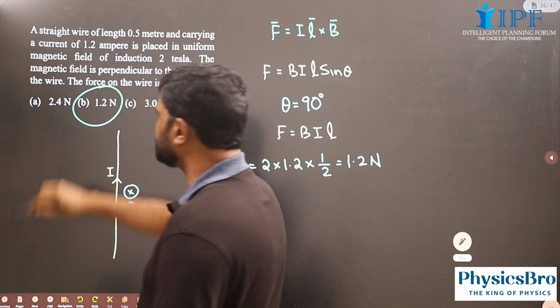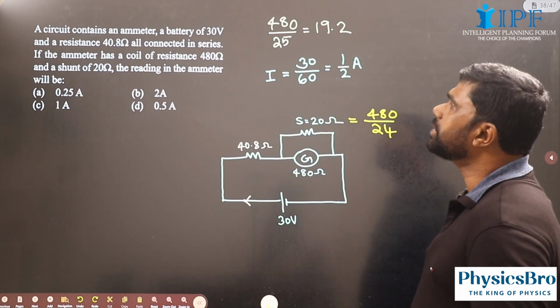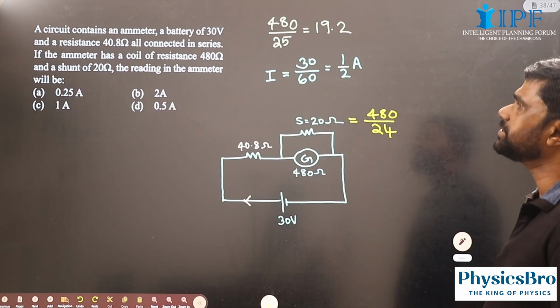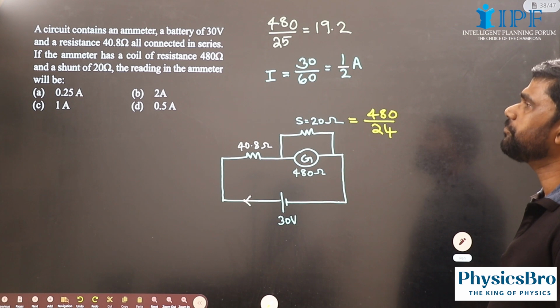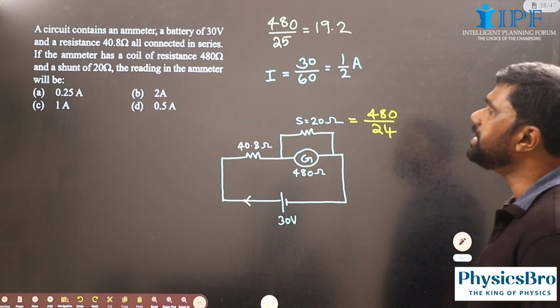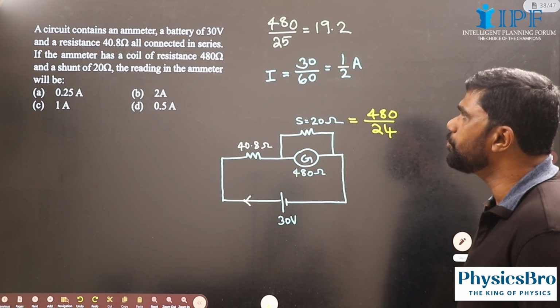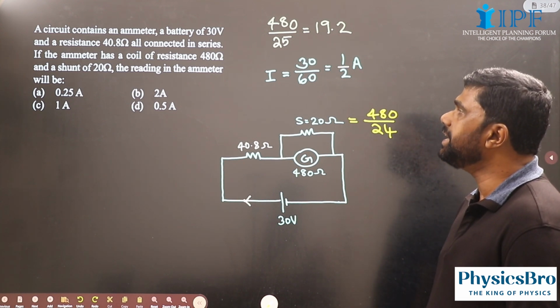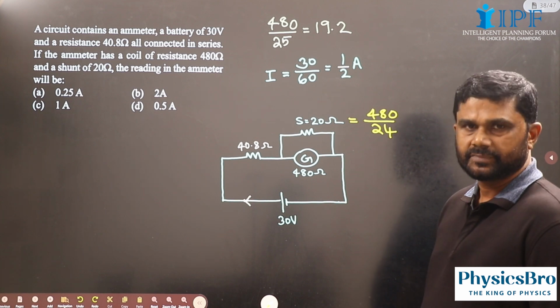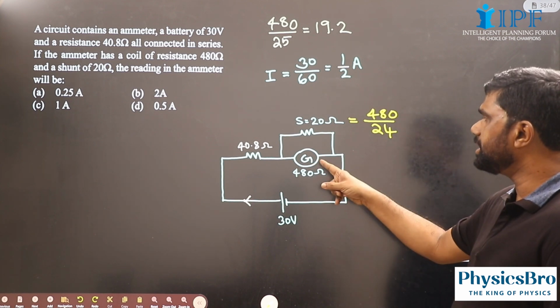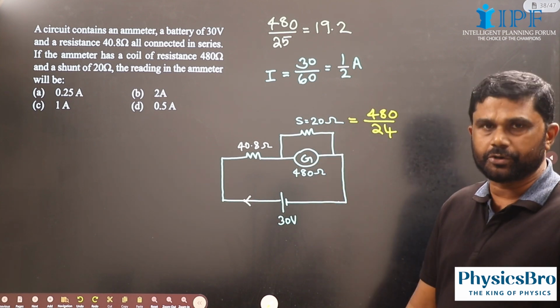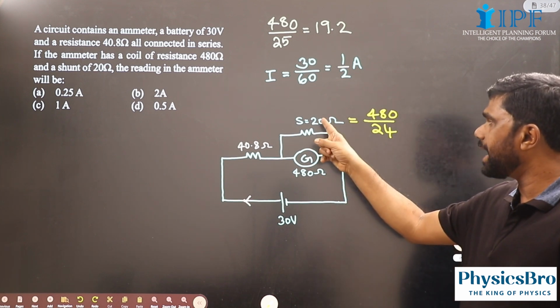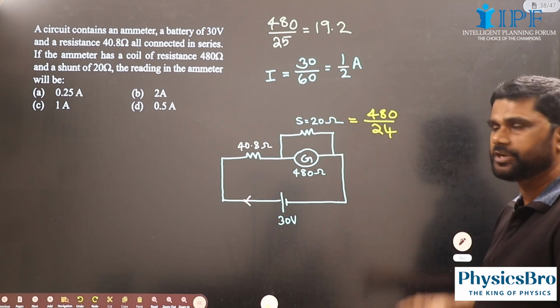Okay. A circuit contains an ammeter, a battery of 30 volt and a resistance of 40.8 ohm, all connected in series. If the ammeter has a coil of resistance 480 ohm and a shunt of 20 ohm, the reading in the ammeter will be. See, here we have 480 ohm and here this is 20 ohm. This 20 ohm can be considered as 480 by 24.